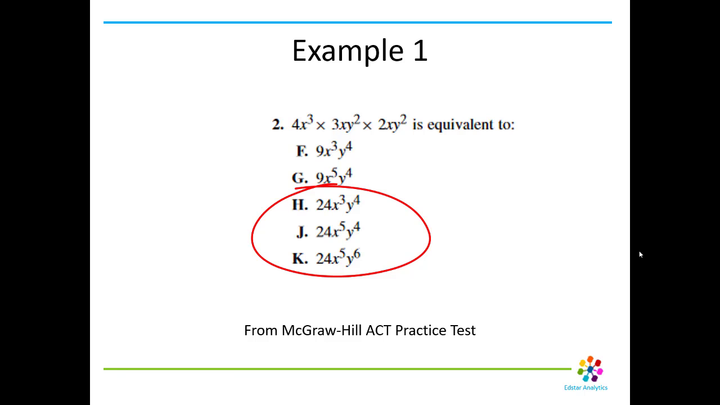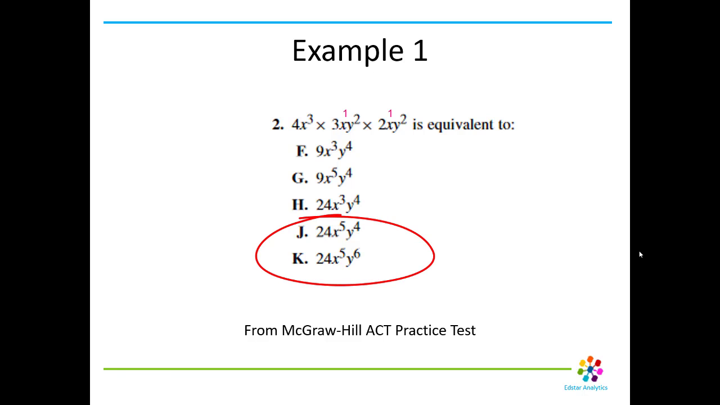Now, if you don't write in the invisible ones, you might think that it's x cubed, because 3 plus nothing. But remember that those x's that don't have an exponent, they really have an invisible 1. So write them in, and x to the 3 plus 1 is x to the 5th. So now we know it's one of these two, and then y squared times y squared, you add the exponents, y to the 4th. So the answer here is J.